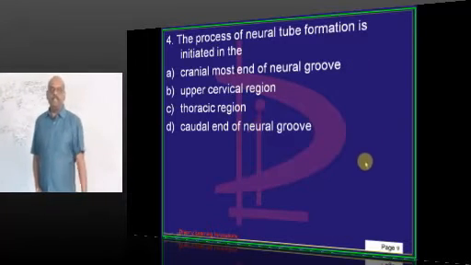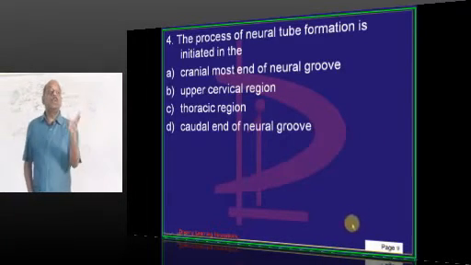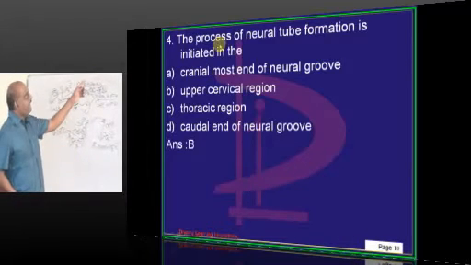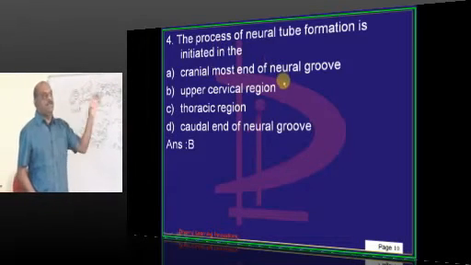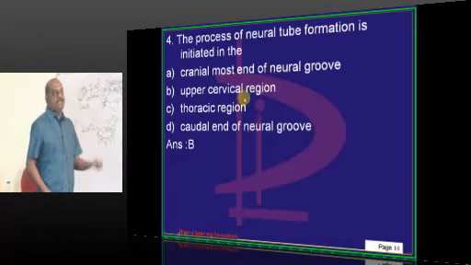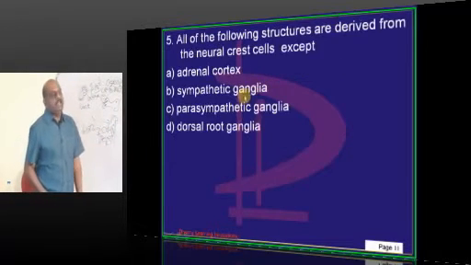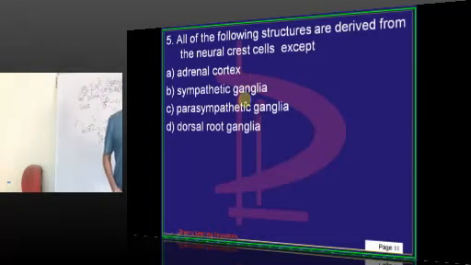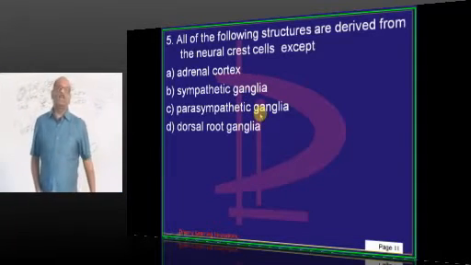Then in embryology, neural tube formation is one of the important areas. So where will the process of neural tube formation be initiated? It is in the upper cervical area where it will be initiated, is what you need to remember. Then anything about the neural crest cell derivatives is a very common question, doctor.